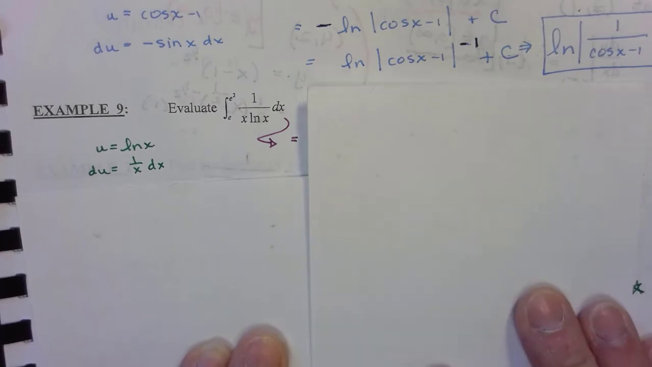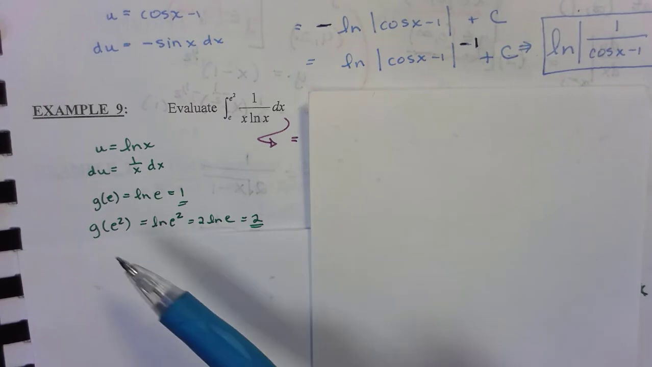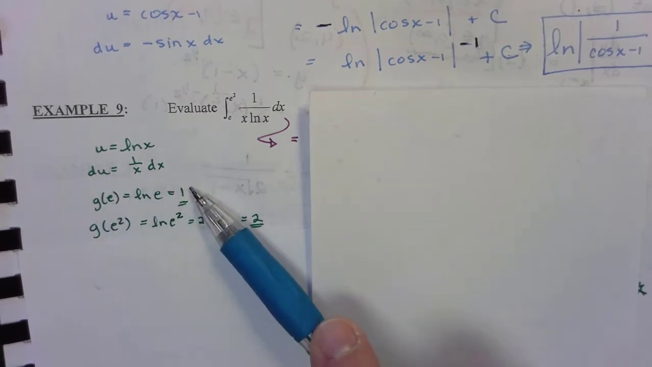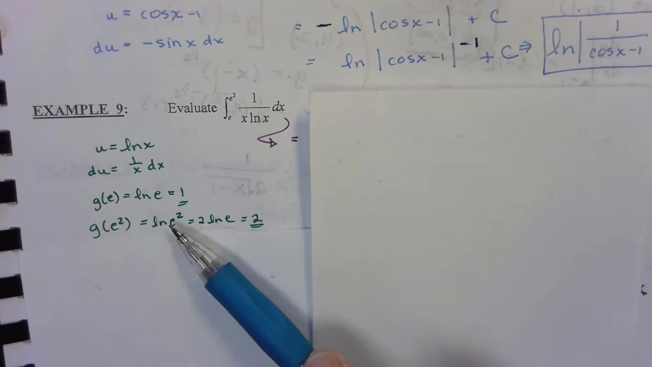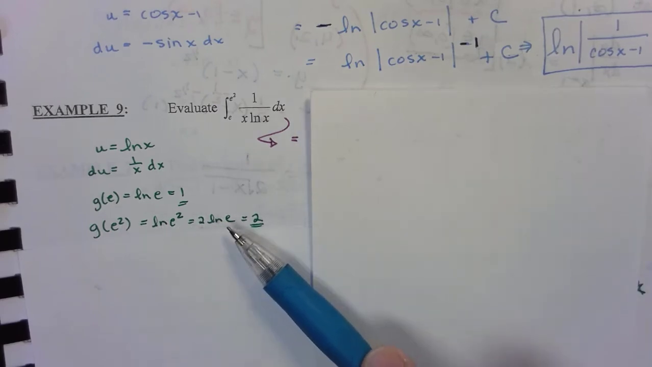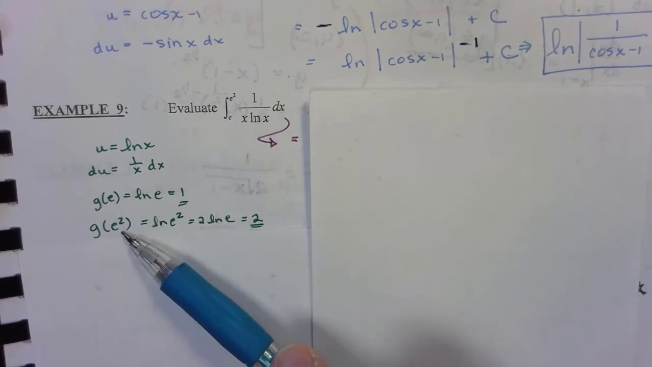So there's my u. I'm going to go ahead and change my limits of integration. So g of e is natural log of e, which is 1. G of e squared is natural log of e squared, which is 2 times the natural log of e. Natural log of e is 1, so that's 2. So my e is going to become a 1. My e squared is going to become a 2.